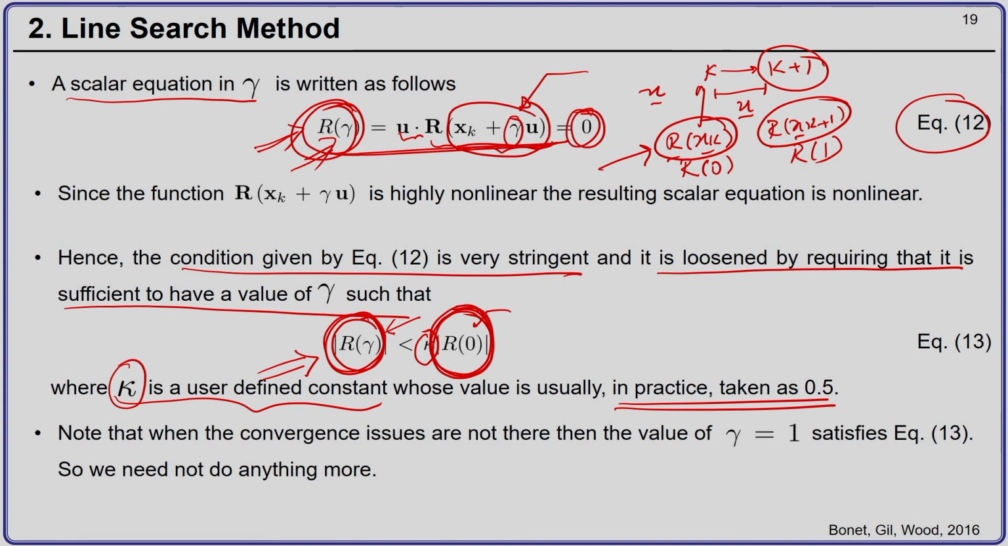Now, note that when the convergence issues are not faced, so if the Newton-Raphson algorithm is converging nicely from k to k plus 1, then the value of gamma equal to 1 satisfies equation number 13, and we need not do anything more. But if the Newton-Raphson method is diverging, or converging very slowly according to certain criteria, then we have to find out the value of gamma.